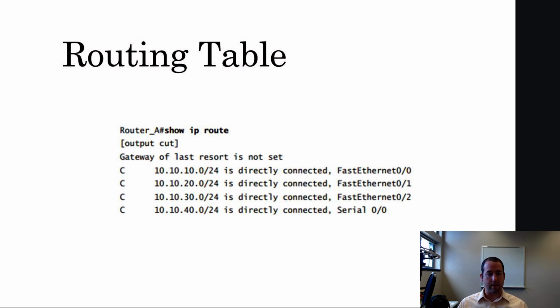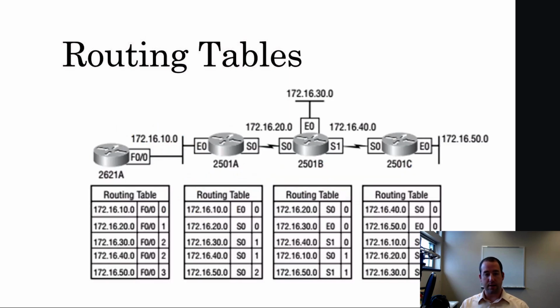So we can see the routing table here. This is what a routing table looks like inside of a real router. And it's got the network address, the subnet mask, and it's got information about where it is. In this case, these are 4 networks that are directly connected through 4 different interfaces: fast Ethernet 0/0, 0/1, 0/2, and a serial port. Each of those networks is directly connected to this router. And so it's routing information between those 4 networks, but it doesn't know of anything else.